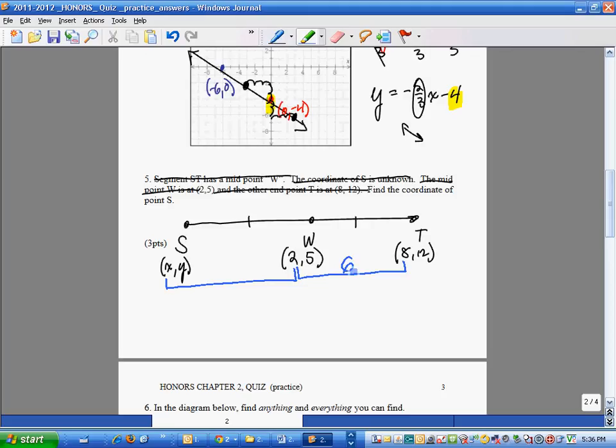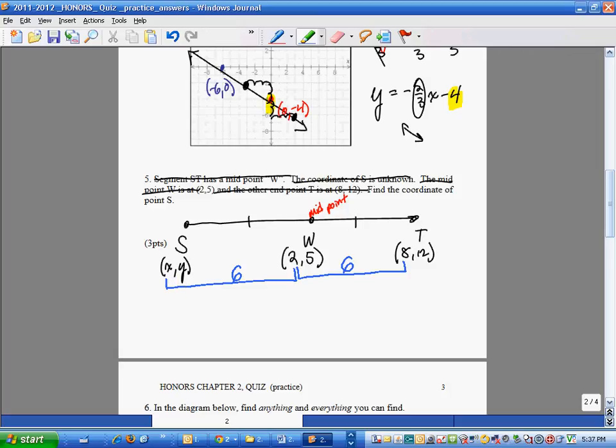And so we see here that we went from 8 down to 2, so going this way must be subtraction. So you ask yourself, if you were to go left on the number line 6 units, where would you be? And in this case, you would be at negative 4. And then we do the other one.